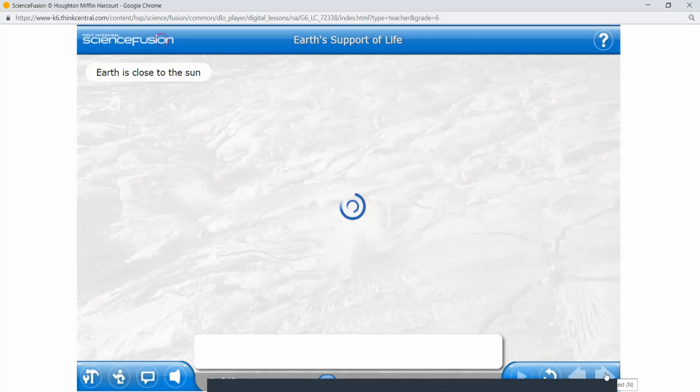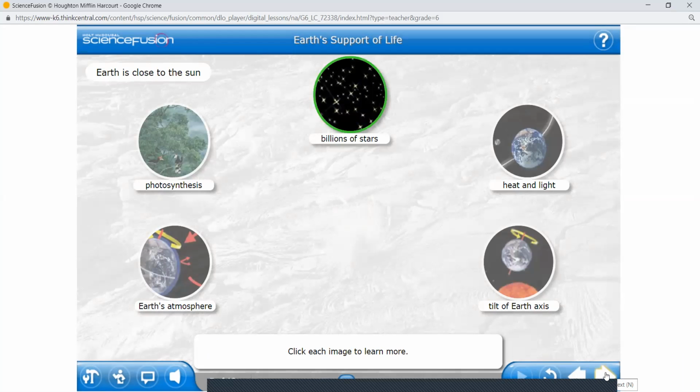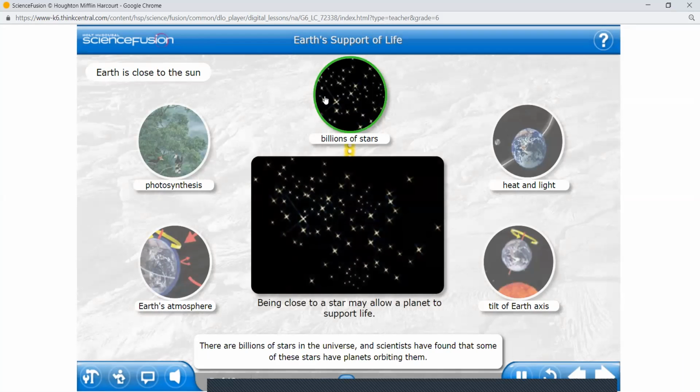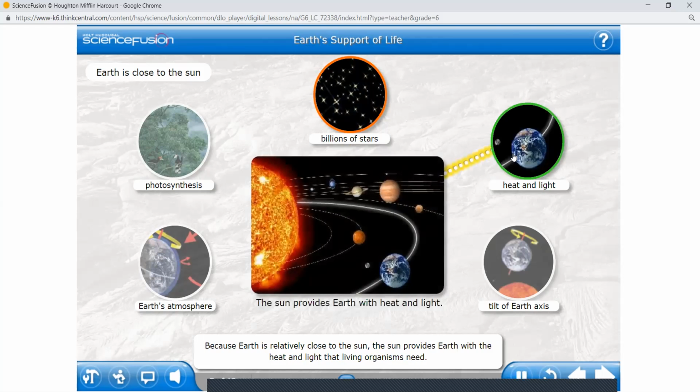Earth's distance from the Sun, its rotation, and its position on its axis determine the amount of sunlight Earth receives. Click each image to learn more. There are billions of stars in the universe, and scientists have found that some of these stars have planets orbiting them. Some of those planets are close to a major star, as is Earth, and their closeness to a star may allow them to support life. Because Earth is relatively close to the Sun provides Earth with the heat and light that living organisms need.